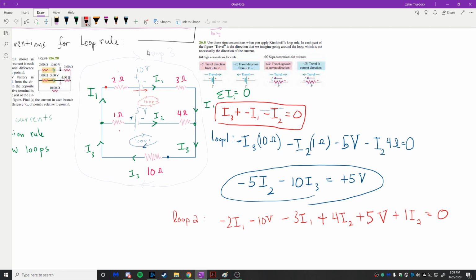We can simplify. Are there any other questions? So negative 5I1 plus 5I2, and then we've got 5 minus 10, which is negative 5. So when I add that to the right-hand side, it'll become positive 5 volts. So there's loop 2.